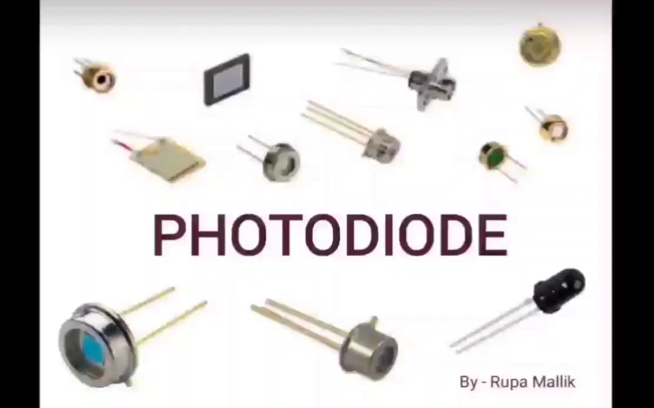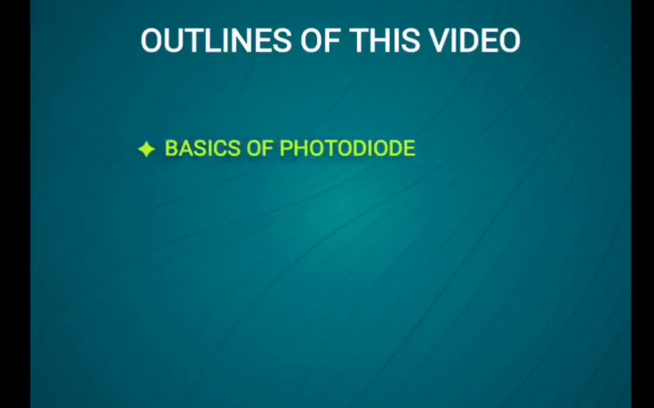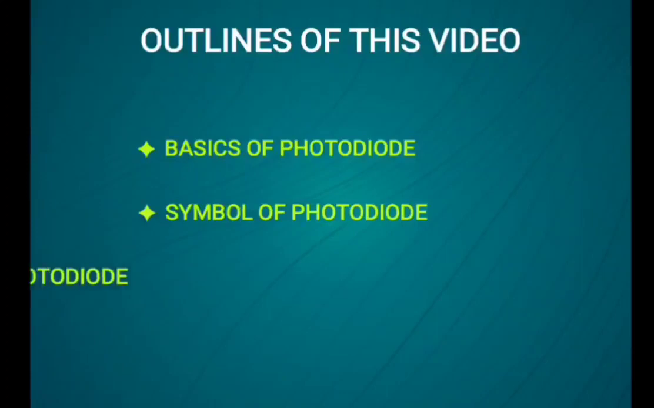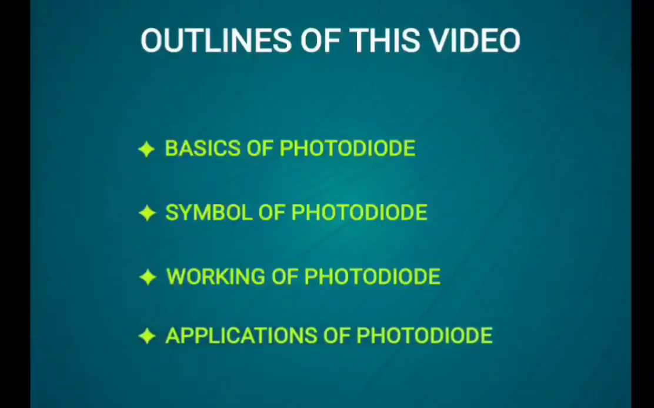In this video, I will explain one of the special types of PN junction diode, which is the photodiode. The name indicates it is functioning based on photon, meaning light. Let's learn in detail. Outlines of this video: basics of photodiode, then the symbol of photodiode. Next we will learn the working of photodiode. Then after, we will see applications of photodiode in detail.